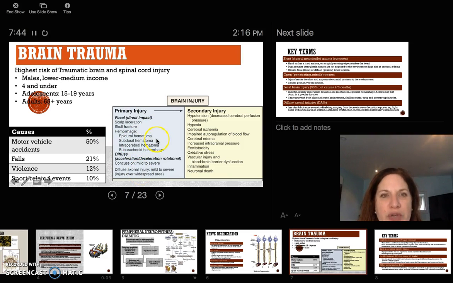After the primary injury of some kind of car accident or fall and hitting your head, then there are secondary injuries.